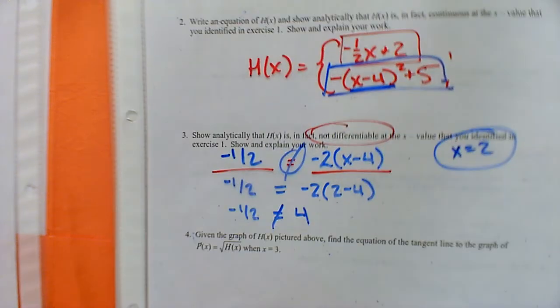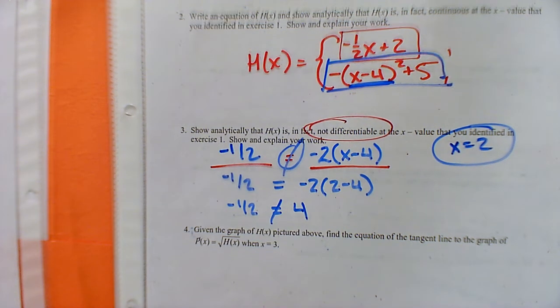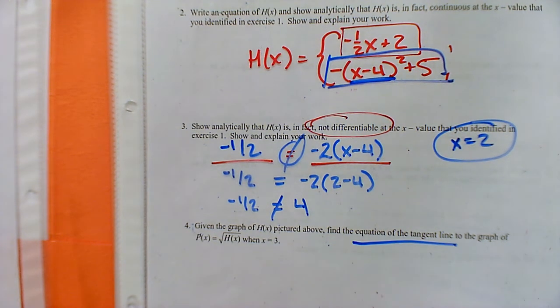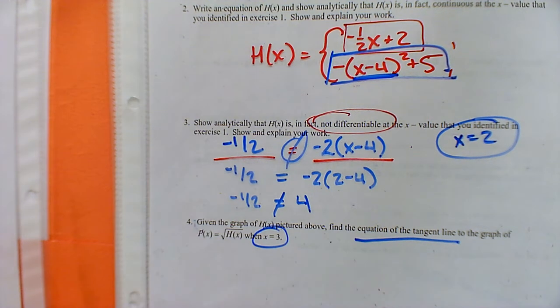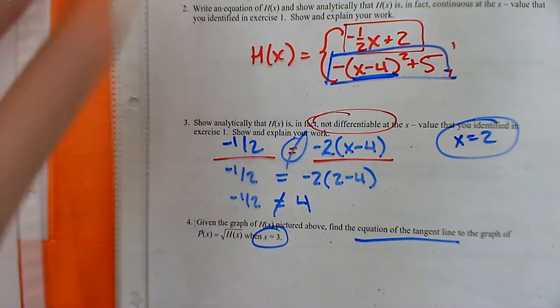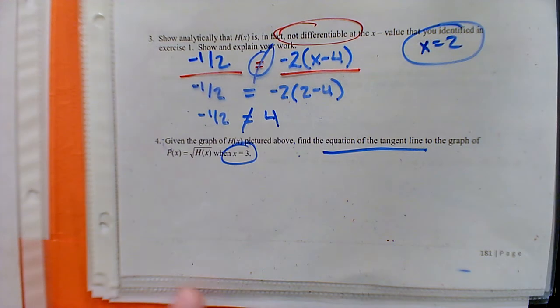Number 4? All right, we're on a roll. Given the graph of h of x pictured above, find the equation of a tangent line to the graph of P, specifically at x equals 3. What do you need to know to write the equation of a tangent line? Point and slope. All right.